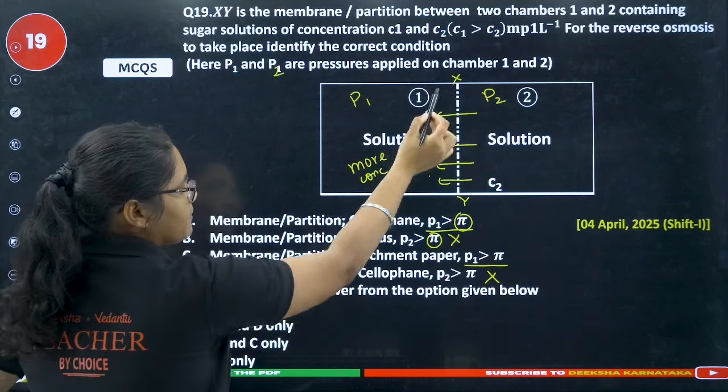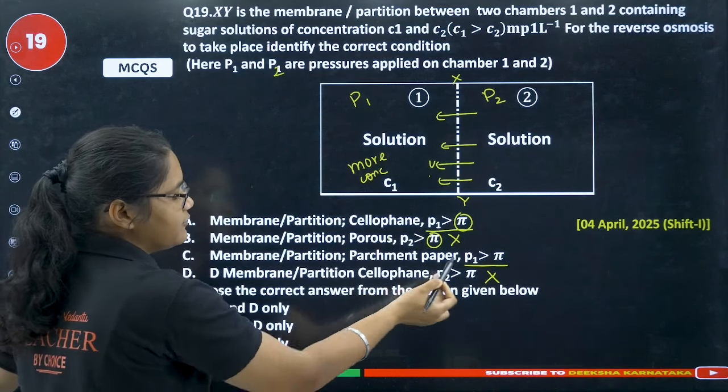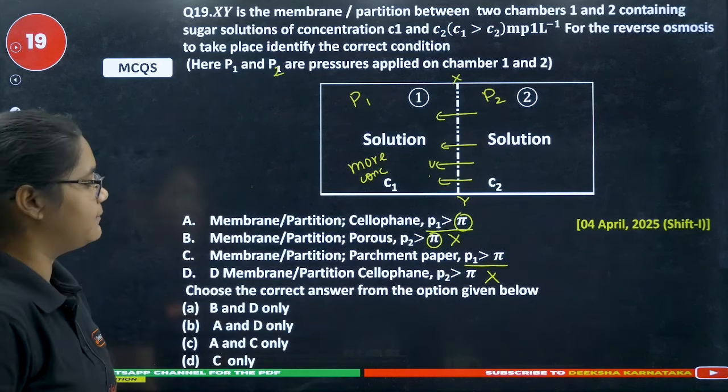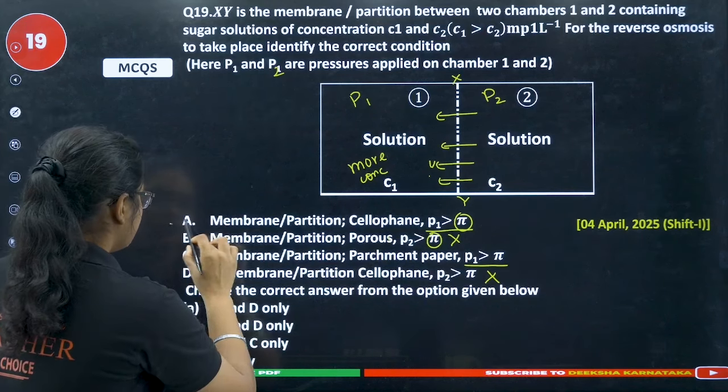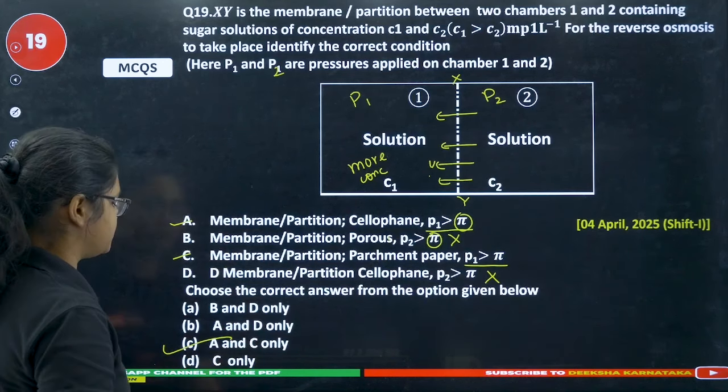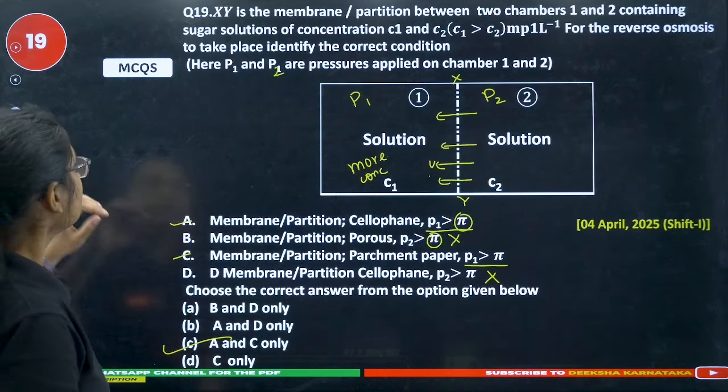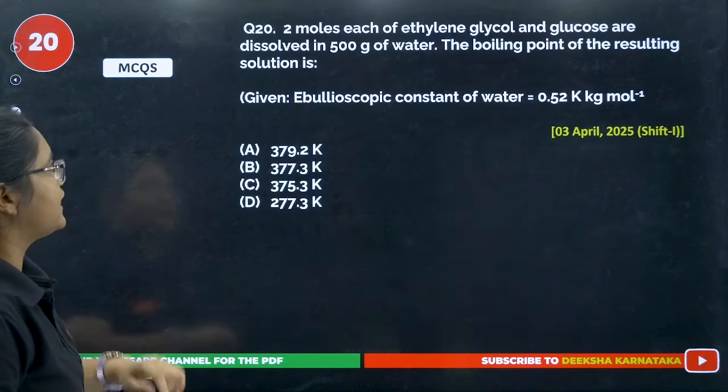Next, a membrane or partition should be there. It can be either a cellophane paper or a parchment paper, any membrane we can use here. So both A and C will satisfy, that is option number C here. Okay, now let's move to the next question.